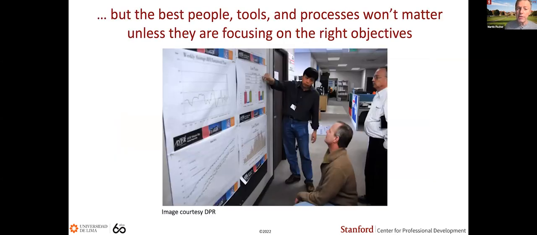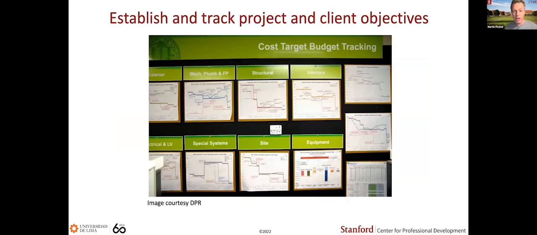But that's not yet enough, right? The best people, tools, and processes will not matter unless they're focusing on the right objectives. If you don't have clear objectives, if you have the wrong objectives, you can have a fantastic workflow, fantastic team, fantastic tools, yet not have a good result. So we have to establish and track what we call project and client objectives.